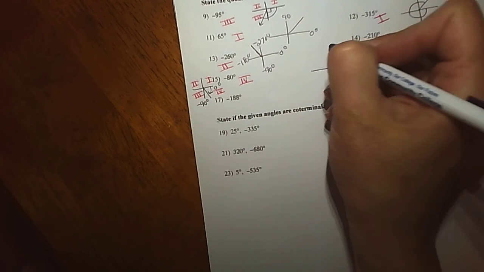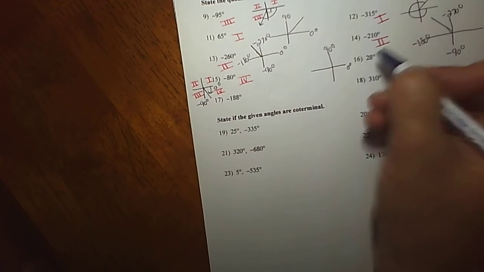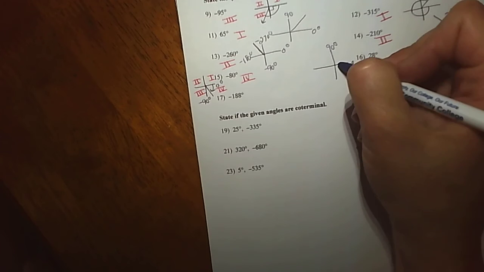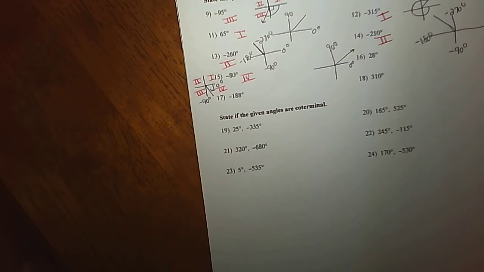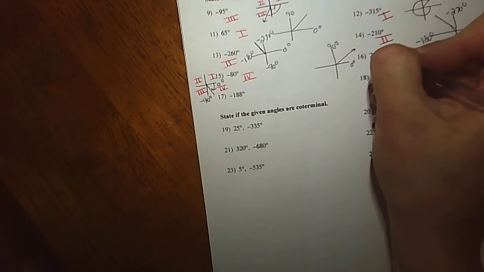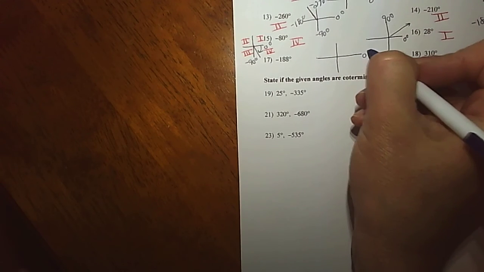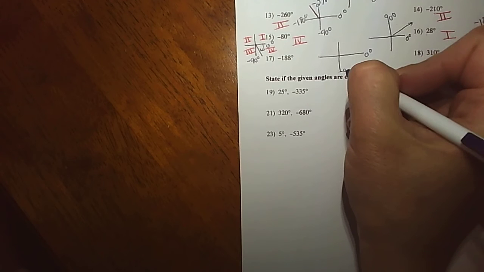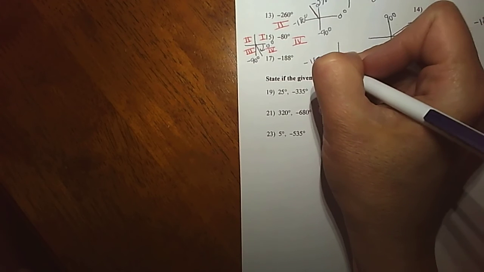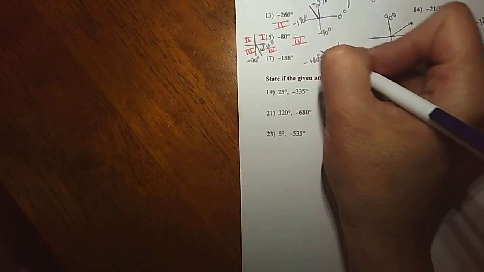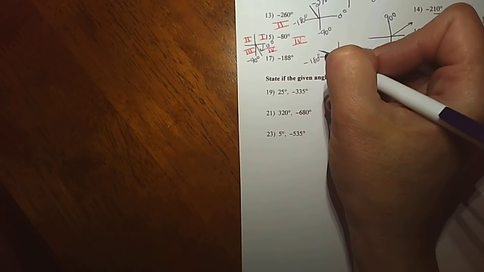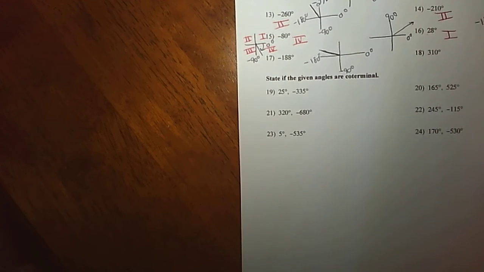Okay, 28 degrees. Well, this is 0, this is 90. Positive goes up. 28 would be in the first quadrant. Okay, negative 188. So what you should have done for this one is this is 0. No, negative means we're going down. So negative 90, negative 180. So negative 188 is going to be a little bit past the negative 180 line. So that's quadrant 2.